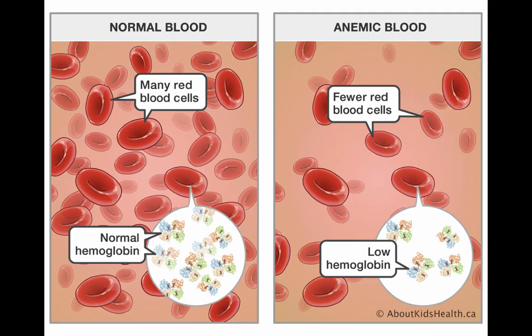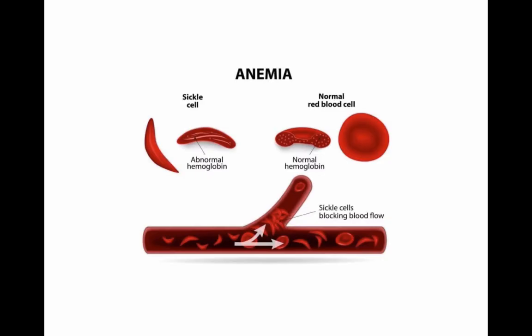All right, here's a couple pictures. On the left of the slide, that's normal blood, normal hemoglobin, and on the right, when we don't have as many red blood cells, that would be an example of anemia, or if the red blood cells that you do have don't have as much hemoglobin, that would be another example of anemia. Here's a picture of what a sickle cell looks like.